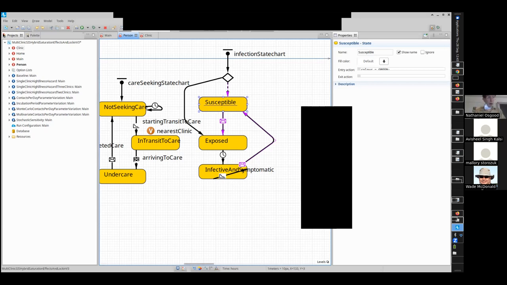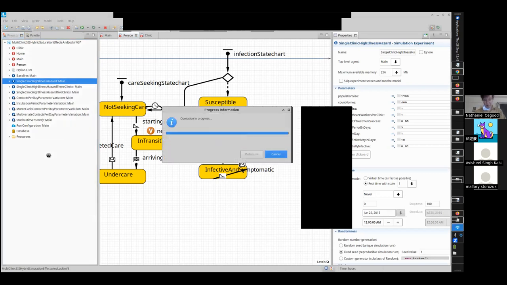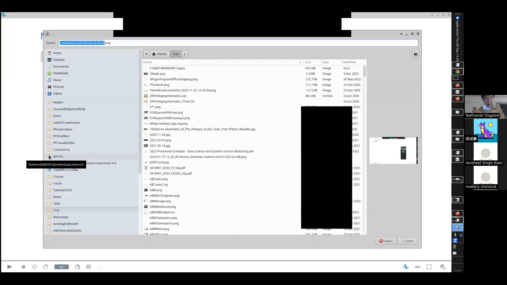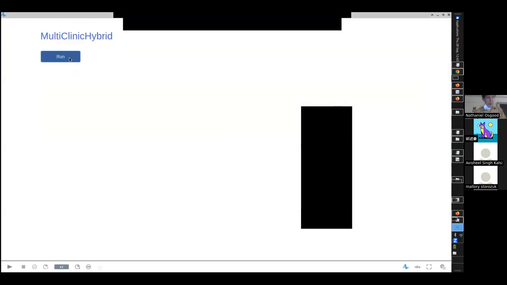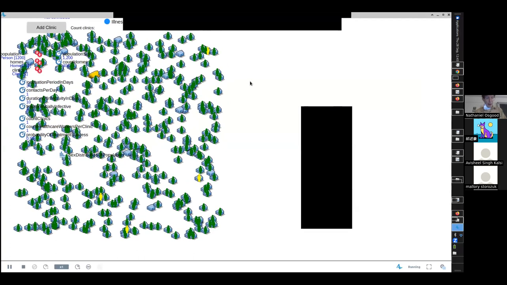Okay, now let's go run a scenario that's going to serve as our point of reference here. It's this one right here called run. Okay, here you go. Okay, and it is the multi-clinic hybrid. And we'll run this, and you could see in yellow, people start infected.